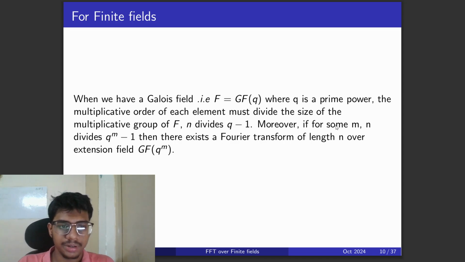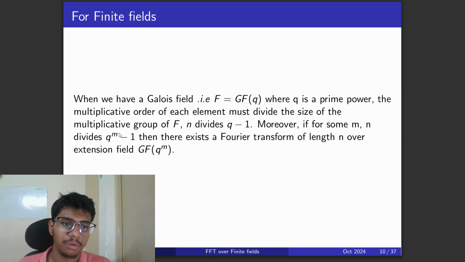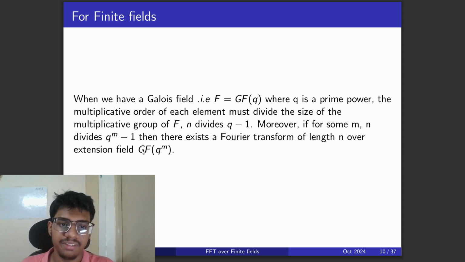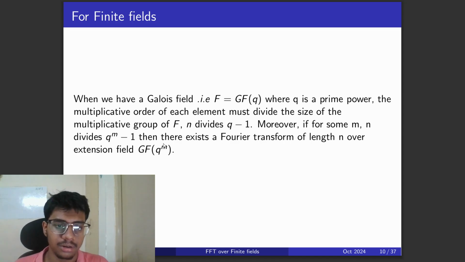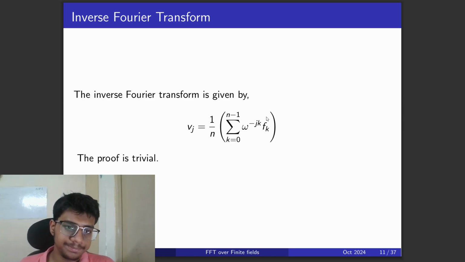Moreover, for an extension finite field, n should divide q to the power of m minus 1, where m is some arbitrary integer. Then there will exist a Fourier transform of length n over the extension finite field of F of dimension q to the power of m. So moving on to get the inverse Fourier transform.